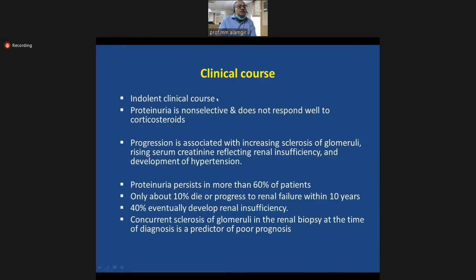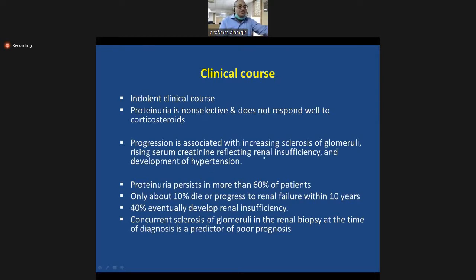So the clinical course remains indolent. It's a slow process. Proteinuria is initially non-selective and does not respond well to corticosteroid. Now, as I told you in the scenario, initially the proteinuria remains selective, but ultimately it becomes non-selective. So there is more massive protein loss, and this protein loss does not respond to corticosteroid treatment, because we have certain other disorders which cause nephrotic syndrome and which respond well to corticosteroid. But if the nephrotic syndrome is because of membranous glomerulonephritis, it may not respond to corticosteroid treatment.